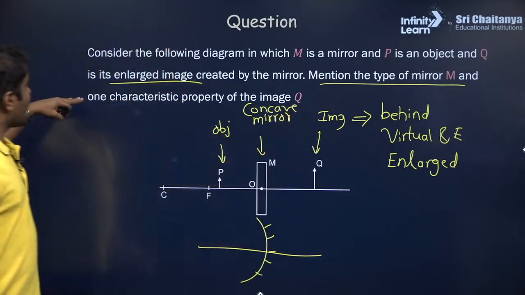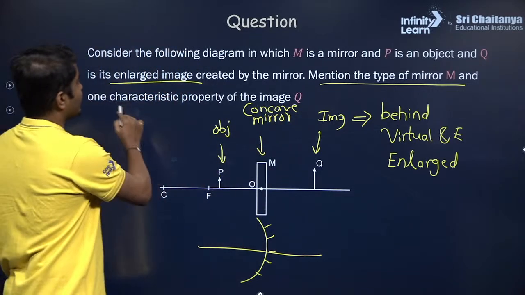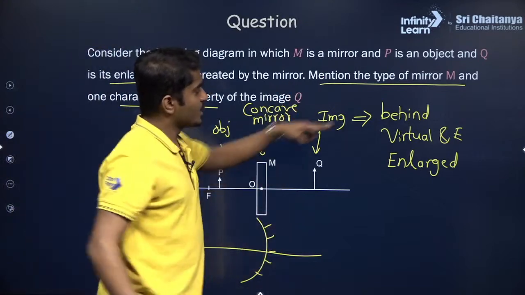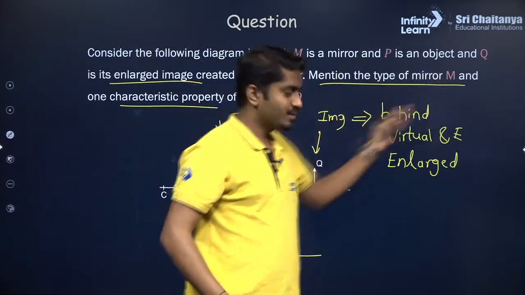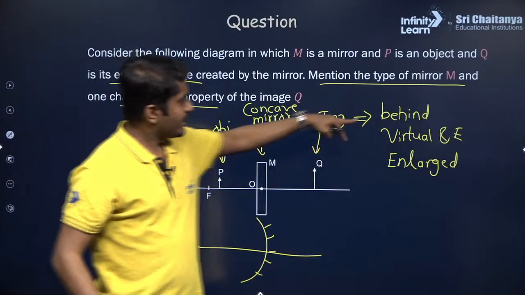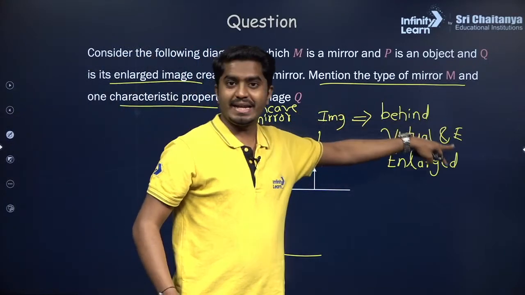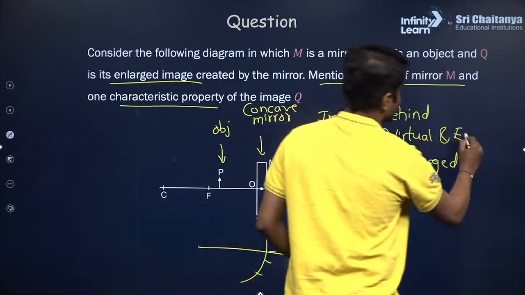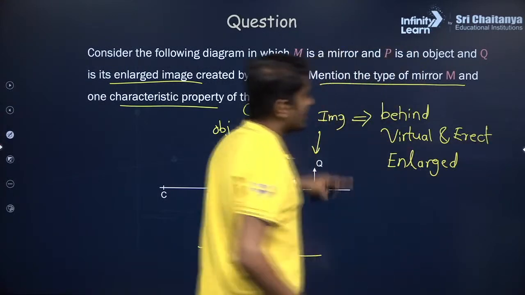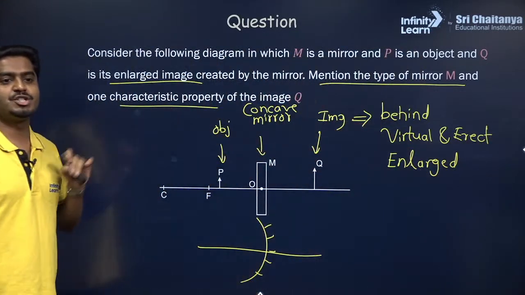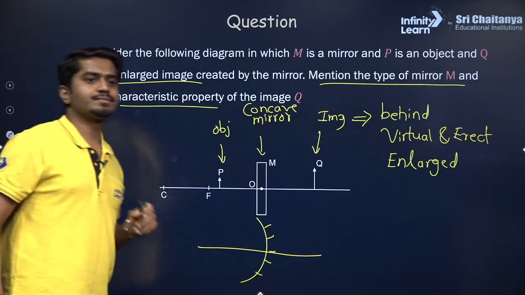Okay. And the characteristic properties of this image: it is forming behind the mirror. It is virtual, erect and enlarged. So these are the properties of the image. Clear?